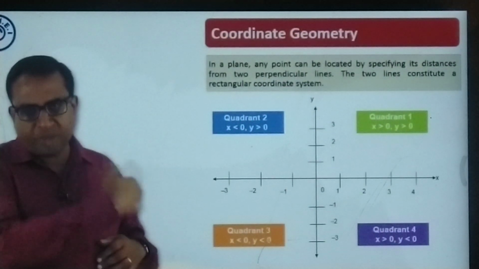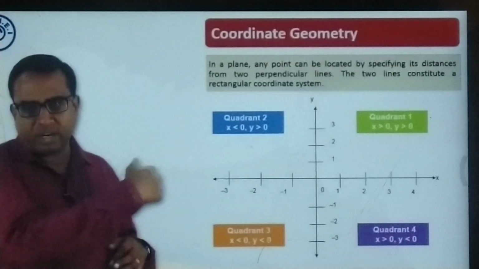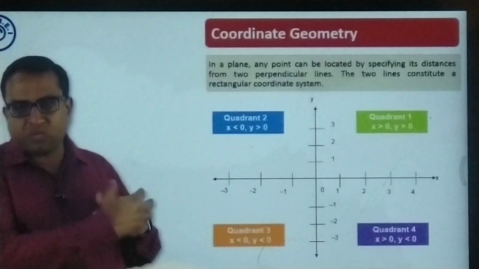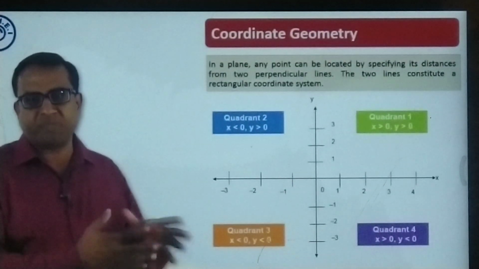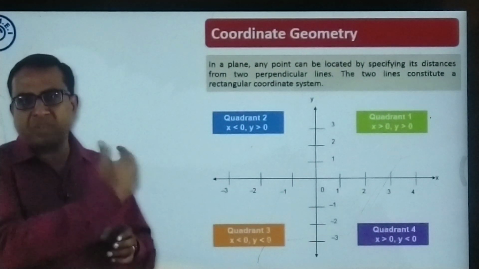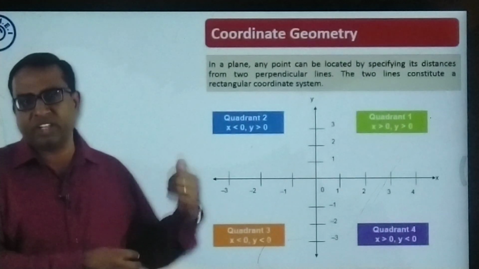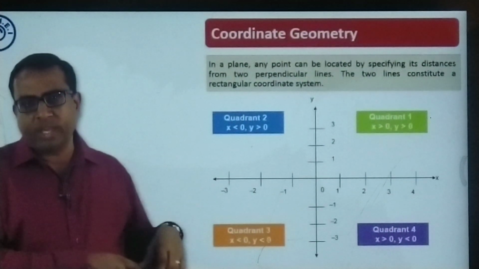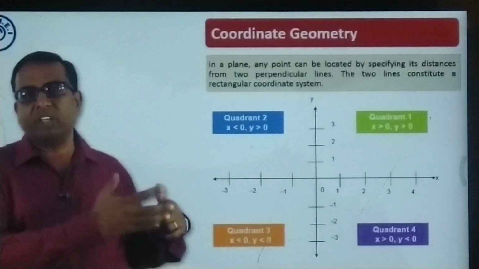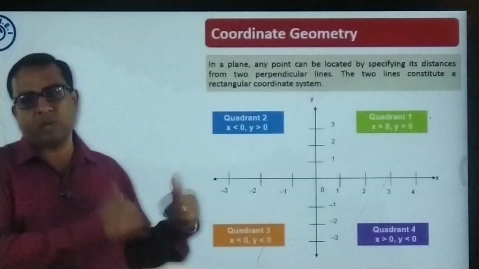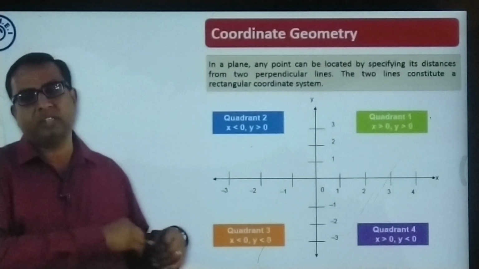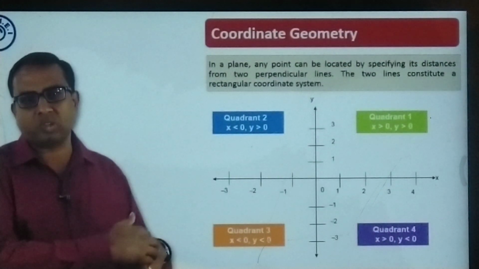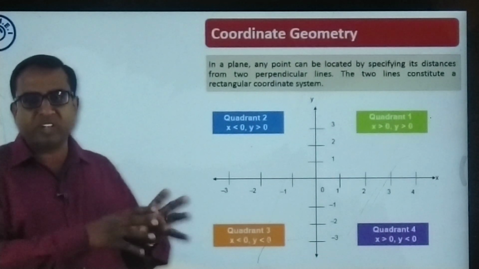Now, this graph paper, as you see, has 4 segments: quadrant 1, quadrant 2, quadrant 3, quadrant 4. These 4 constitute the entire graph paper. You could see that quadrant 1 is right as well as top, x greater than 0, y greater than 0. Right, top, both are positive signs. Quadrant 2 is left and top, x is negative, y is positive. If you look at quadrant 3, left bottom, both are negative signs. And quadrant 4 is right as well as bottom, so plus minus. These are the basic sign conventions adopted.